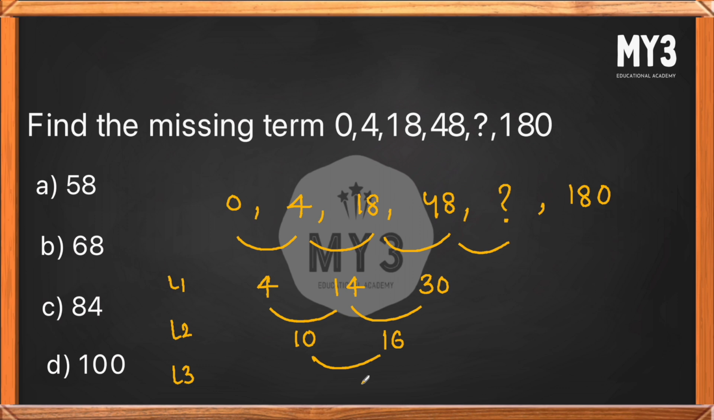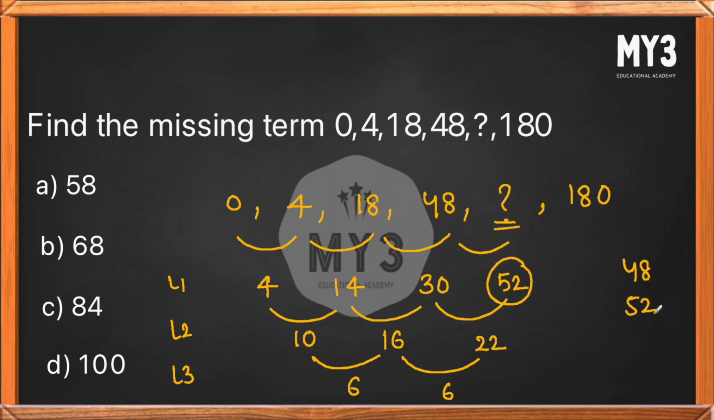Let's look at the third level of difference. There is a difference of 6. And if you go for the next difference, maybe the next difference may be 6. So if the next difference is 6, 16 plus 6, it must be 22. If this is 22, so the next term will be 30 plus 22, it will be 52. If this is 52, the question mark value will be 48 plus 52, which is equal to 100. The question mark value must be 100. Mark it as option D.